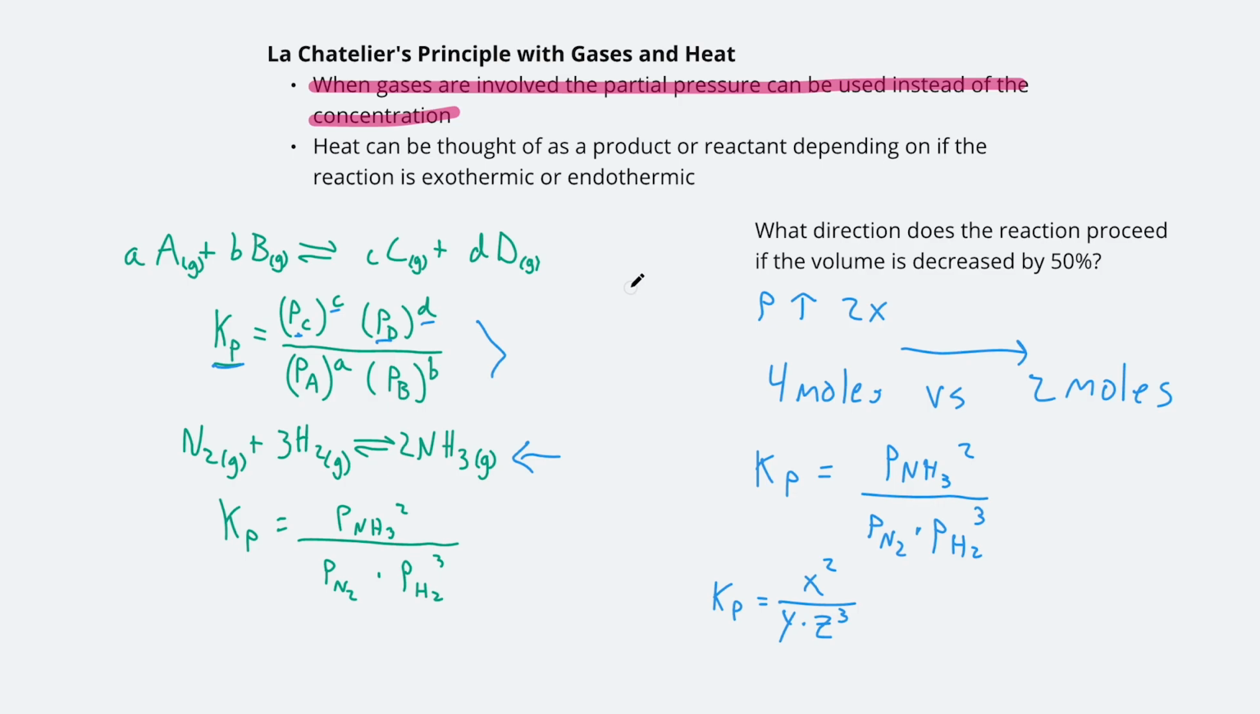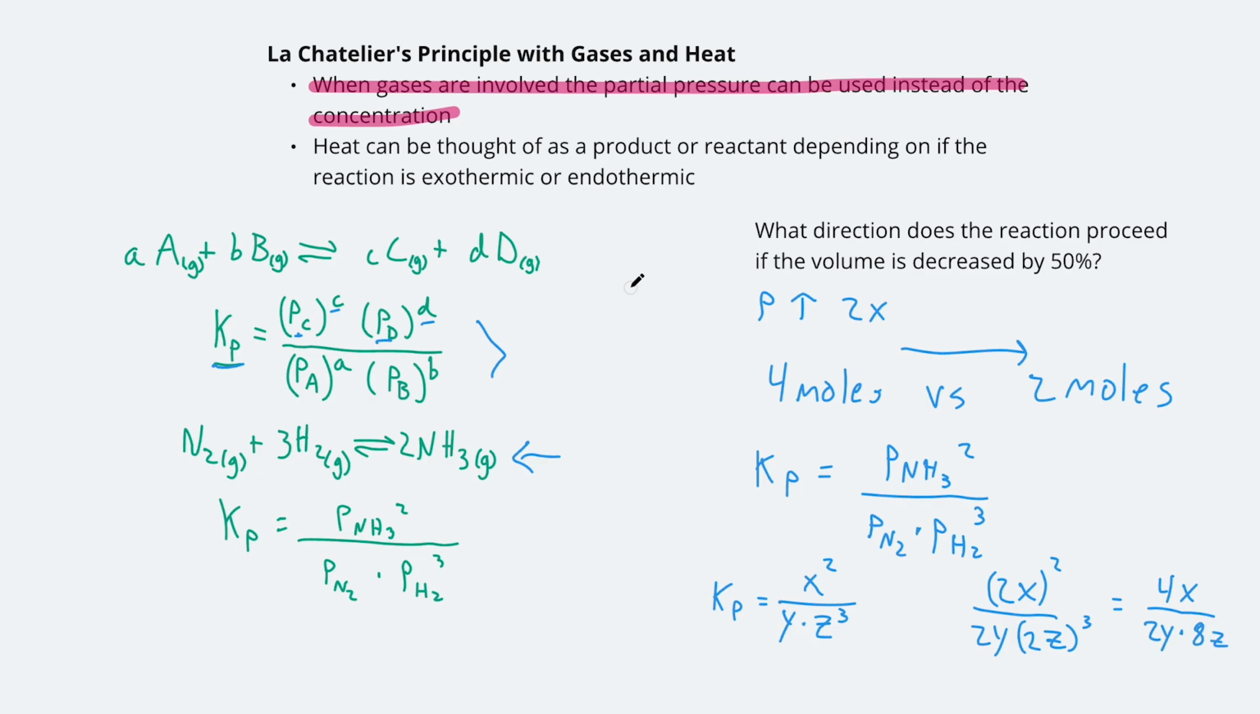So if the pressure has doubled, instead of x squared, we now have 2x, because remember x represented the partial pressure, which is now doubled. So it's 2x over 2y times 2z, and then raise everything to those powers. So it'd be 2x squared, and then the 2z would get cubed. Now you distribute your squared and your cubed, and you'd end up with 4x on top over 2y times 8z.